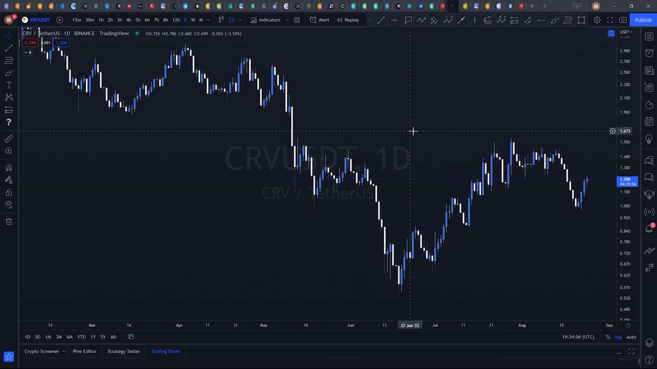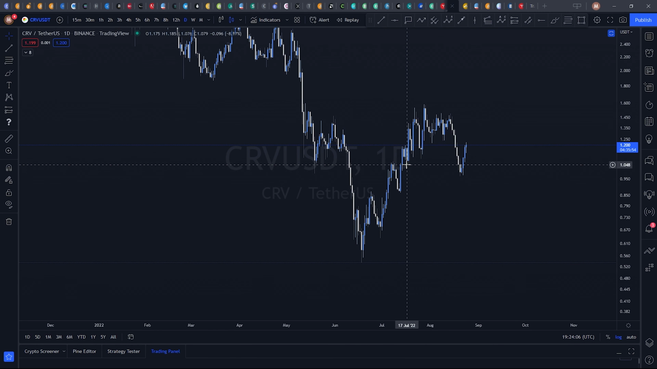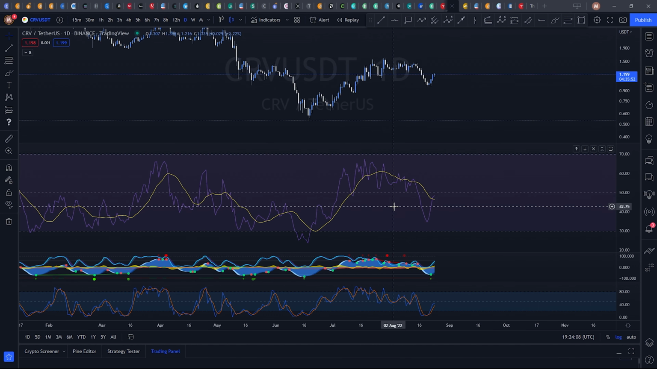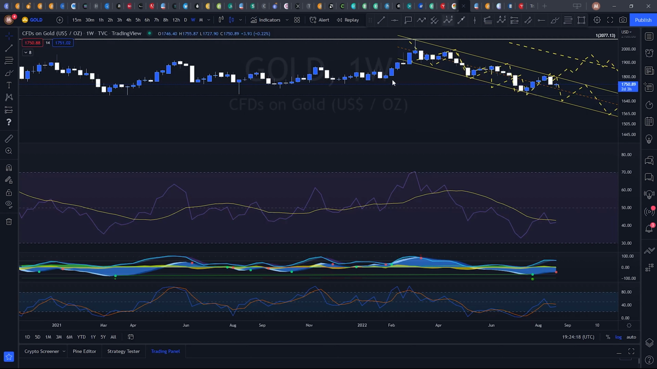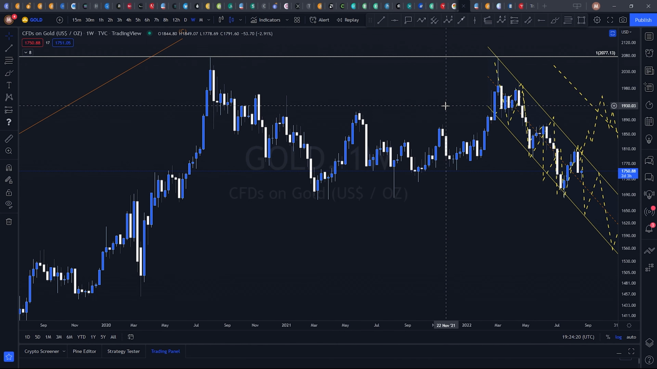All right, CRV. Yeah, I'm not liking that. We're almost at the same highs and going way down in strength. So strength's dropping on CRV. I would avoid this one. This doesn't look good.